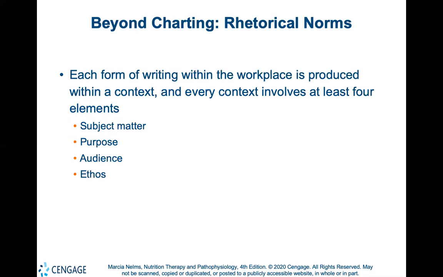Each form of writing within the workplace is produced within a context, and every context involves at least four elements: subject matter, what the text is about; purpose, a reason for writing the text; audience, a set of readers to whom the text is directed; ethos, the personality or voice that comes through in the text and characterizes the writer for the reader.